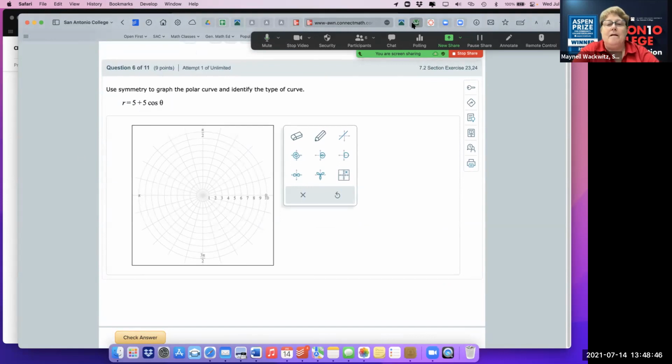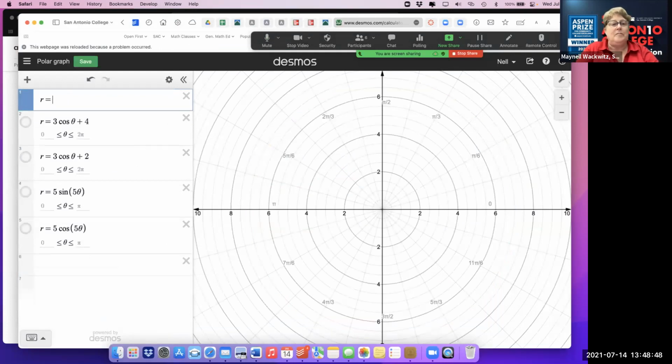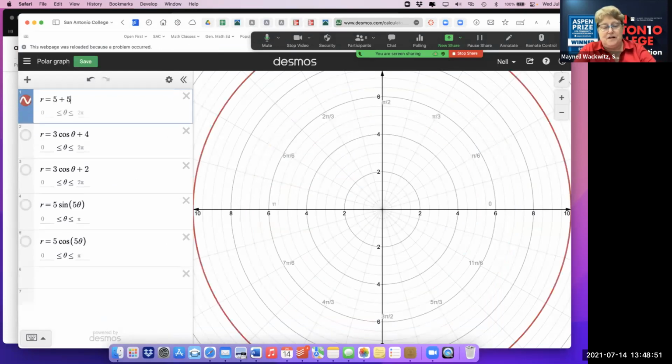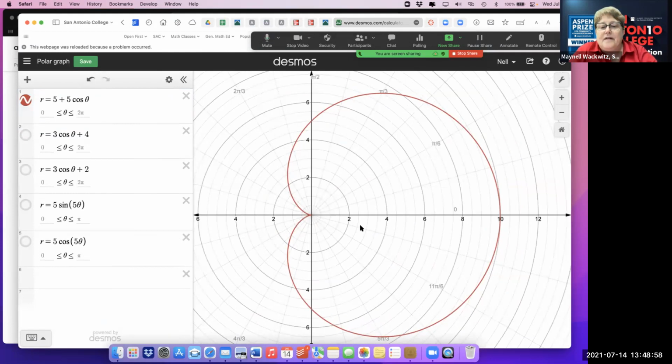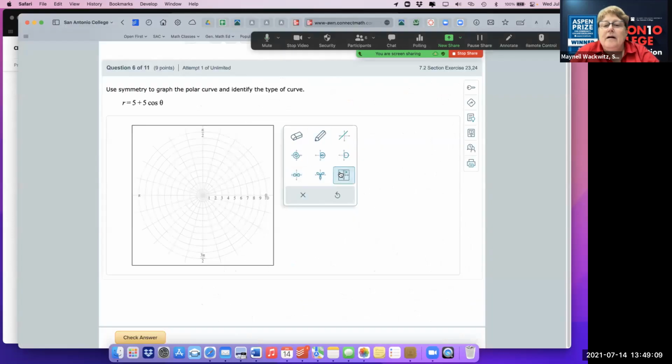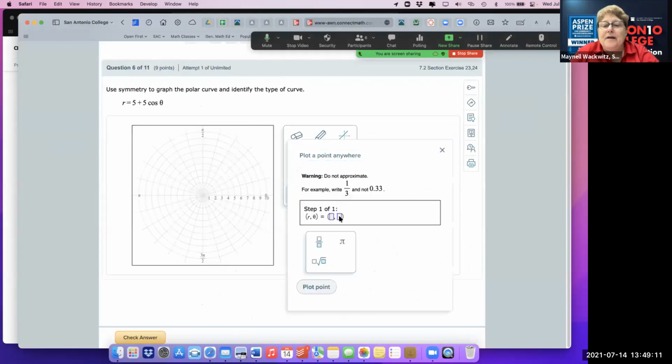Let's look at that. 5 plus 5 cosine theta. Oh, it's a limaçon. Great. So we're going to have a point at 0. We're going to get 10. Then we're going to go from there. I'm going to have the point at 0. That makes sense because cosine of 0 is 1. 5 plus 5 is 10.